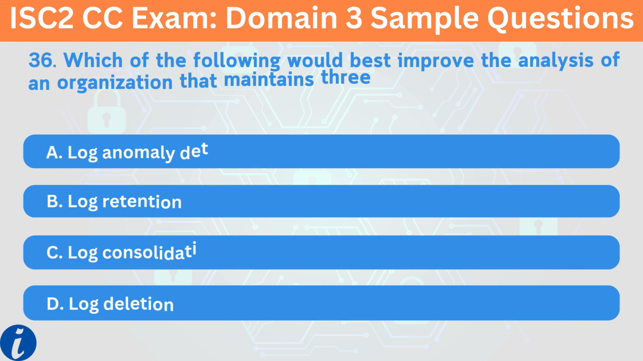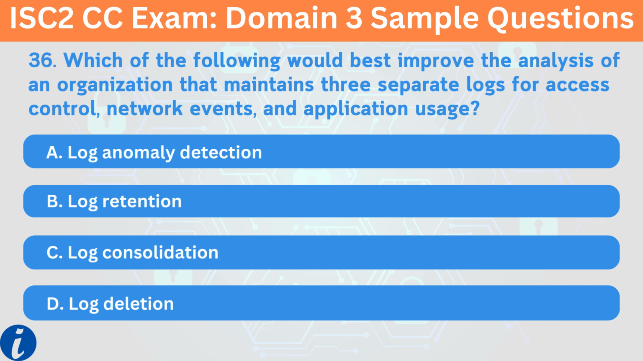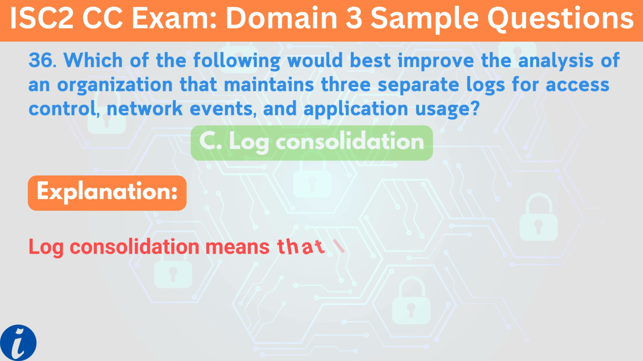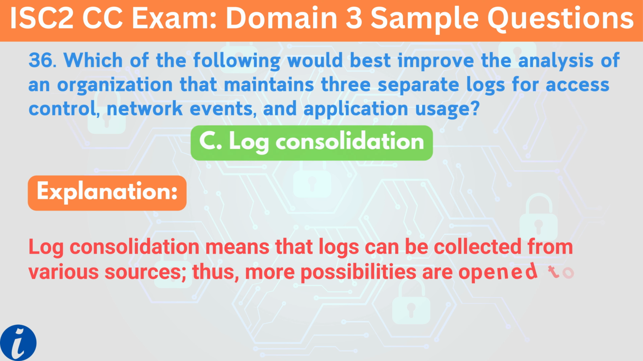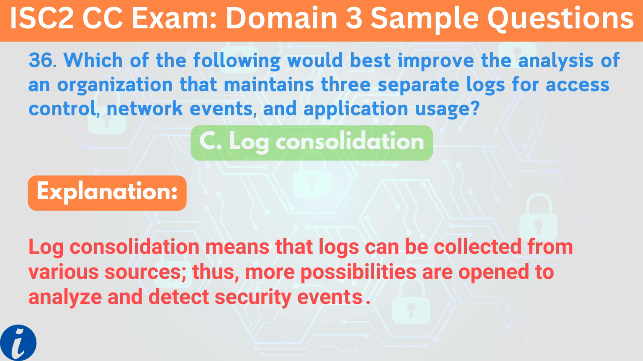36. Which of the following would best improve the analysis of an organization that maintains 3 separate logs for access control, network events, and application usage? A. Log anomaly detection. B. Log retention. C. Log consolidation. D. Log deletion. The correct answer is C. Log consolidation. Explanation. Log consolidation means that logs can be collected from various sources, thus, more possibilities are open to analyze and detect security events.